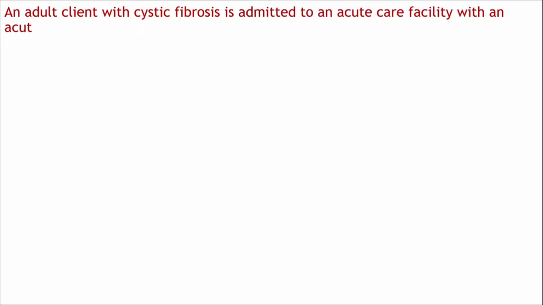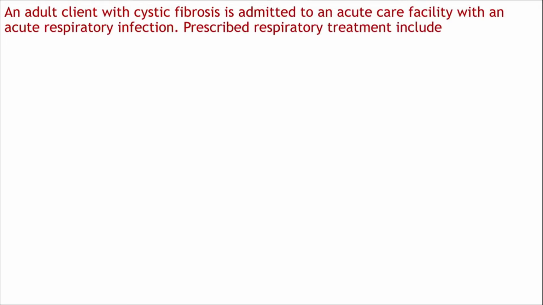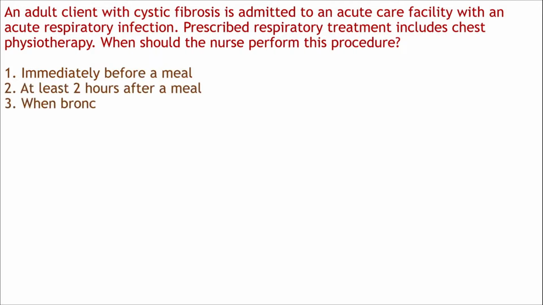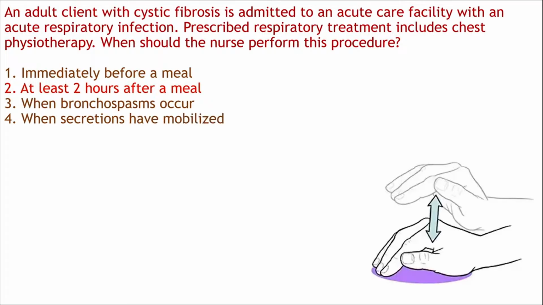An adult client with cystic fibrosis is admitted to an acute care facility with an acute respiratory infection. Prescribed respiratory treatment includes chest physiotherapy. When should the nurse perform this procedure? 1. Immediately before a meal. 2. At least 2 hours after a meal. 3. When bronchospasms occur. 4. When secretions have mobilized. And the correct answer is 2. At least 2 hours after a meal.